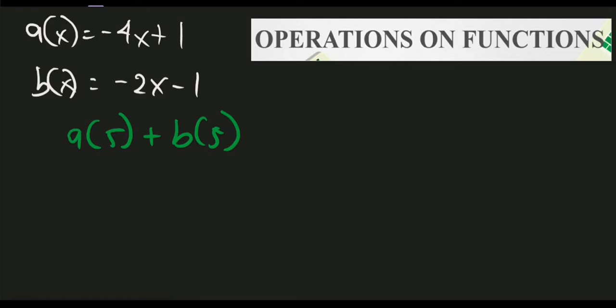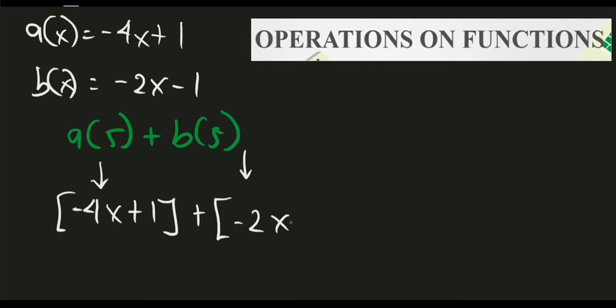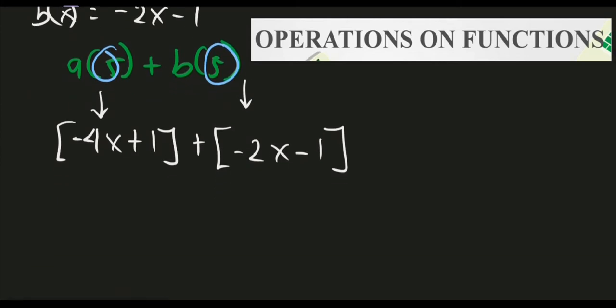Alright, so let's double check your answer. Now, since we have this given operation, we are asked to add the function a to function b, wherein we are also asked to evaluate the given function with the use of 5 as our input or our domain. So therefore, same procedure. So since we have this a of 5, that means for the function a, we have negative 4x plus 1. We need to add this to the function b, which is equals to negative 2x minus 1. So we assign the value of x, which is 5 for each given problem. So let's replace the values of x as 5.